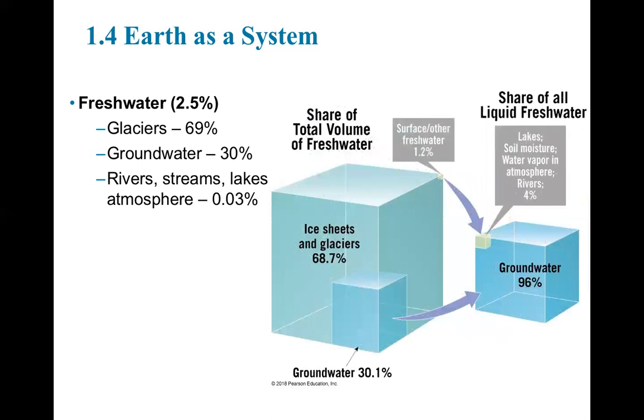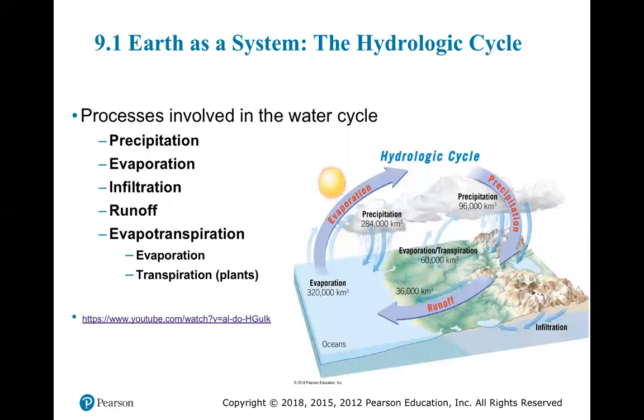So even smaller amount, if you think about it, is represented as our rivers. If we look at how we break that down, most of that outside of the ice sheets is going to be groundwater. So a very small amount is represented in our lakes and rivers, etc. All right, so what is the hydrologic cycle, or sometimes we just refer to it as the water cycle?